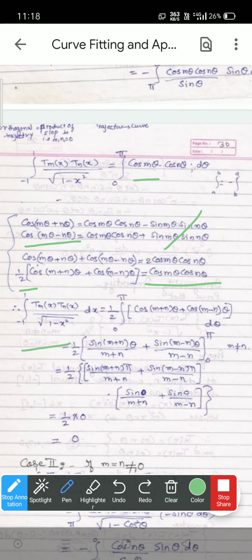So we have the integration from minus 1 to 1 of Tm of x into Tn of x divided by square root of 1 minus x square dx is equals to 1/2 integration from 0 to pi of cos of m plus n theta plus cos of m minus n theta d theta.